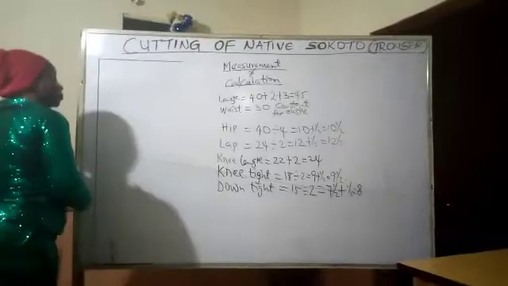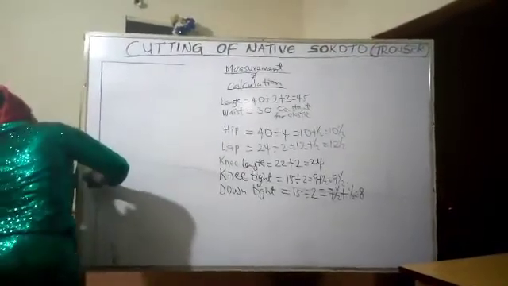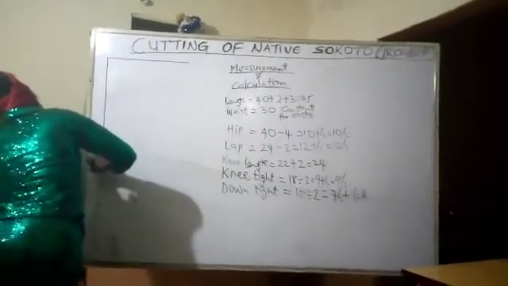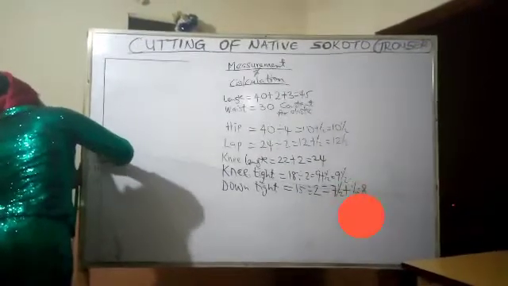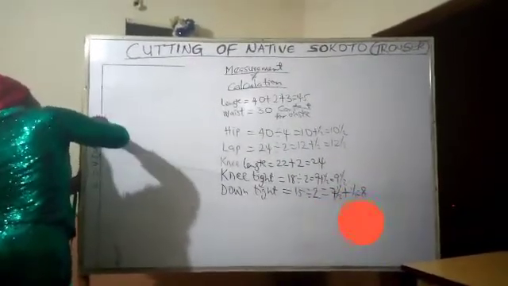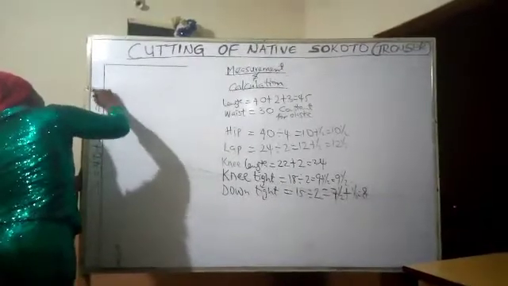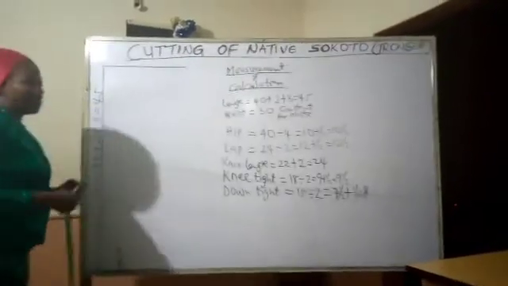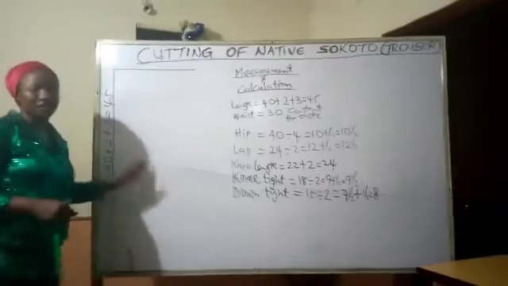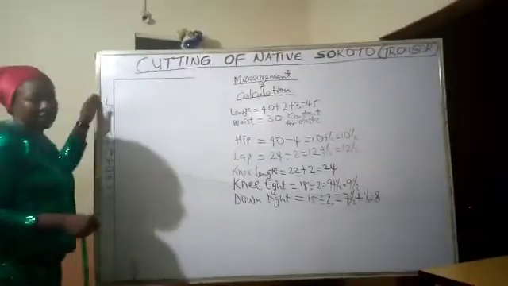The bust size is not up to 45, so let us assume that this is 45. So length, this L represents length, is equal to 40 plus 2 for the upper part and plus 3 for the lower part. So everything is 45. The calculated length of this native shokoto is 45.